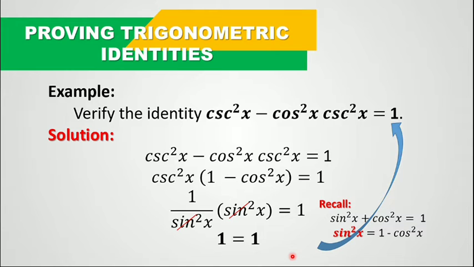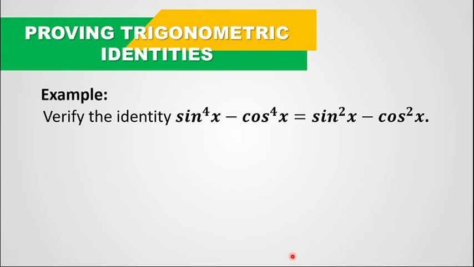Now let's take a second example for you to understand this concept better. We will be verifying the identity sine to the power of 4 x minus cos to the power of 4 x equals sin squared x minus cos squared x. Remember, this is not the Pythagorean identity. It should be addition, so definitely this is not equal to 1. I hope you noticed that.